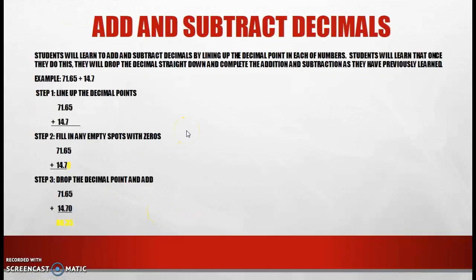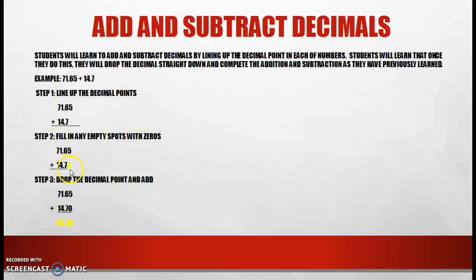Then we're going to move on to adding and subtracting decimals. So there's a little system here. 3 steps and we'll be able to add and subtract decimals. The first thing that we want to do is line up the decimal points. So if we have 71 and 65 hundredths plus 14 and 7 tenths, we're going to line them up by the decimal point here. The next step, we're going to fill in empty spots with zeros.